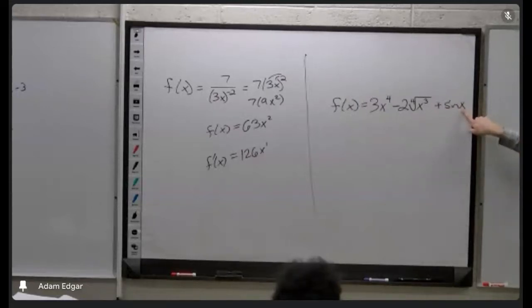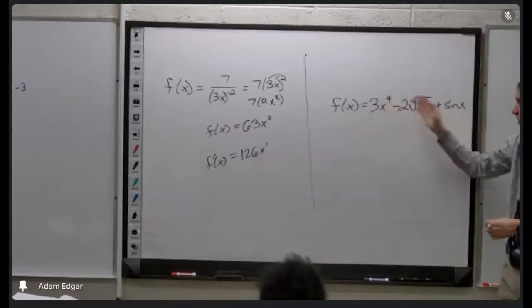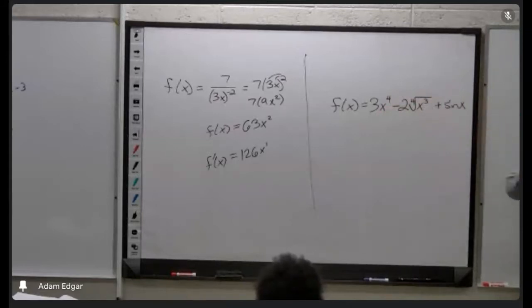All right. So do each of the 3 terms separately, and then they all add or subtract together. You take the derivative of each, and you're done. So if you have multiple terms, just differentiate each term as its own special thing.